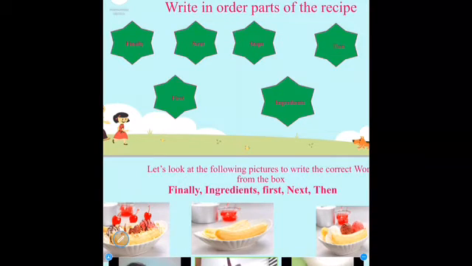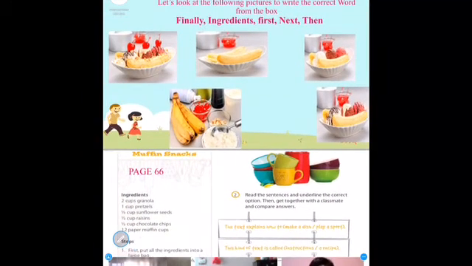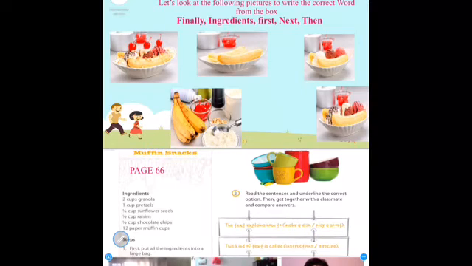Yes, Nicole? Are we clear, guys? Yes, show me your fingers. Okay, let's continue. Thank you. It says, let's look at the following picture, guys, to write the correct word from the box. Okay, in the box we have the words finally, ingredients, first, next, and then. So, take a look at the following picture, guys. Take a look. Okay? Which word goes with each picture?